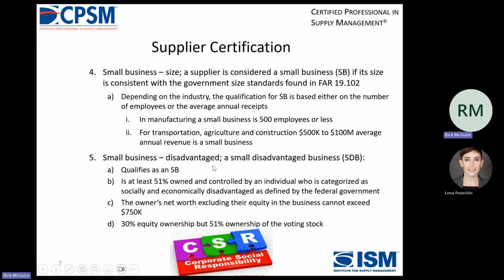A small disadvantaged business qualifies as a small business. It's at least 51% owned or controlled by an economically disadvantaged group, and the owner's net worth cannot be more than 750,000. 30% equity ownership, but 51% voting stock. So these are some of the government standards.